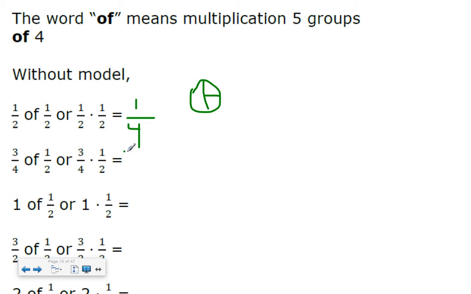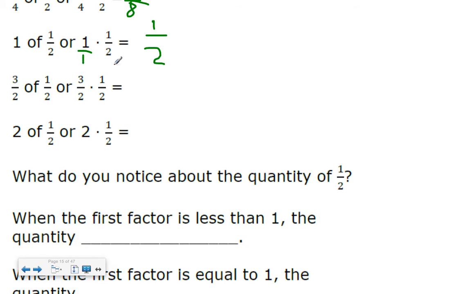3/4 of 1/2. That's 3/8. 1 times 1/2. Rewrite this whole number in fraction form. Multiply the numerators across. 1/2. One group of 1/2 is 1/2. 3/2 times 1/2 is 3/4. Multiply 3 times 1. Multiply denominators 2 times 2.